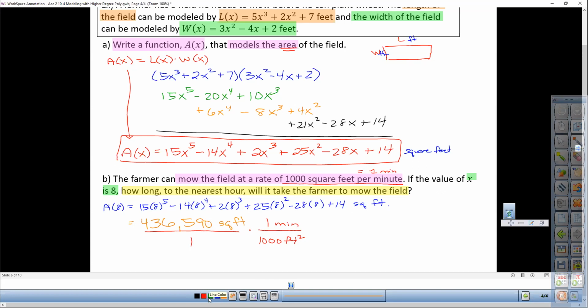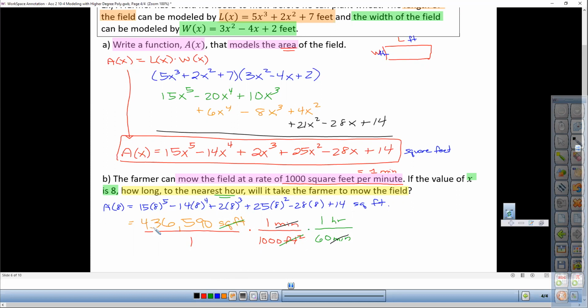Here's the next tricky thing about this problem. This will get rid of square feet, but I'm left with minutes. I don't want minutes, I want hours. So that means I now have to convert my minutes to hours. And we know that there are 60 minutes in an hour. So I'm going to put my 60 minutes down here, 1 hour up there. So now I get rid of minutes. Now I'm going to have hours.